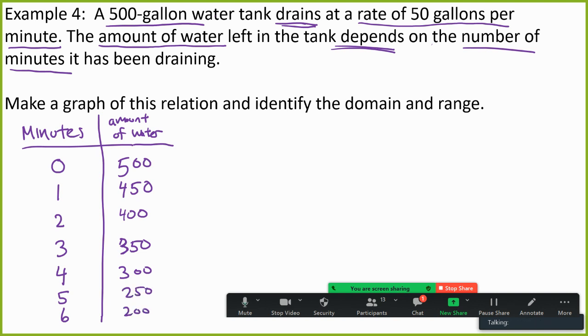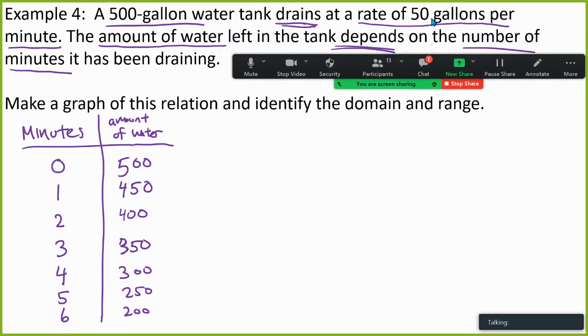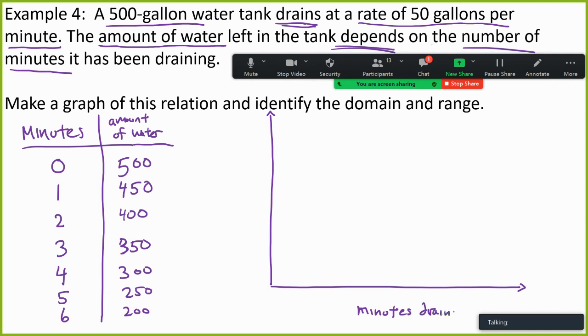$250 and $200. Okay, so this is the first example where our numbers, our dependent variables, are going down, decreasing. So start the same way as normal. We know our independent is minutes draining, and our dependent is amount of water left in tank.